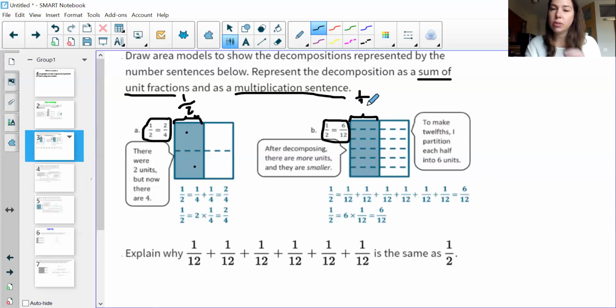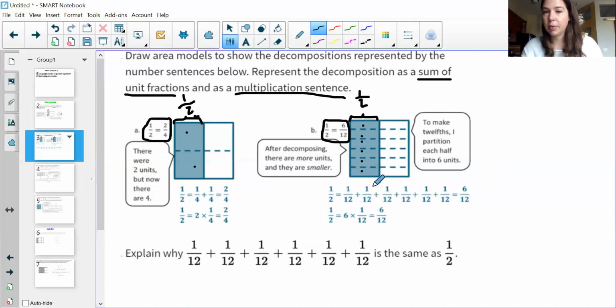And I'm going to decompose it to make sixths. So what I need to do is draw 5 lines, 6 rows across to get 6/12. So now I have 1/12 plus 1/12 plus 1/12 plus 1/12 plus 1/12 plus 1/12. Altogether, that's 6/12.